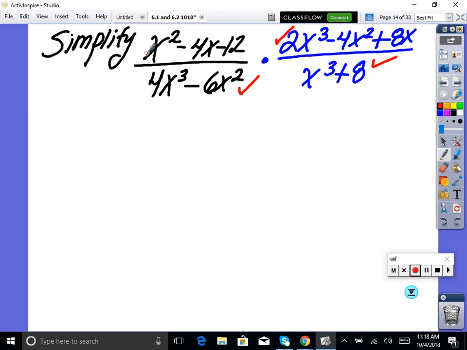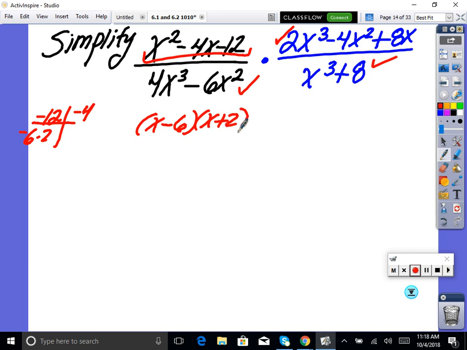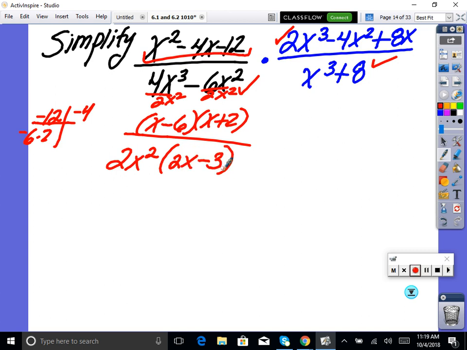So factoring this, what multiplies to be negative 12 and adds up to be negative 4? 6 and negative 2... negative 6 and 2. It quick factors. So we have an x minus 6, we have an x plus 2. On bottom, we'll pull out a 2x squared. Divide by 2x squared, divide by 2x squared, leaving me with, looks like 2x minus 3. Then I'm going to pull out a 2x. I'm going to do it over here because I feel like it might factor more.